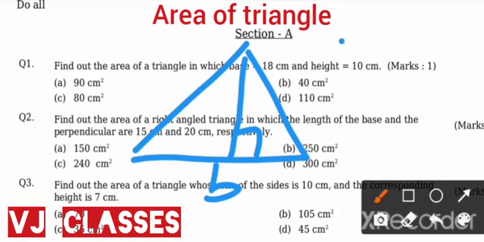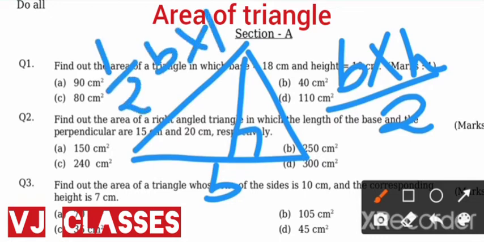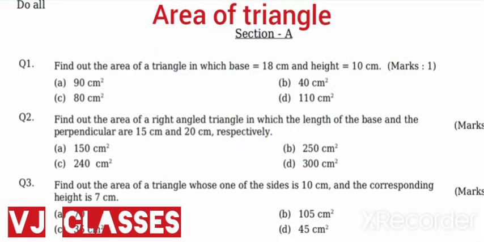तो बेस एंड परपेंडिकुलर की मल्टीप्लाई करके उसका आधा कर दें, ये होता है फॉर्मूला एरिया ऑफ ट्रायंगल। और जनरली वी स्पीक इन दिस वे, हाफ बी एच, ओके, हाफ बेस इनटू हाइट, ओके, एंड हाइट इज परपेंडिकुलर. So let's see the first question.